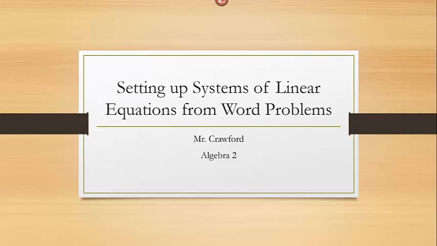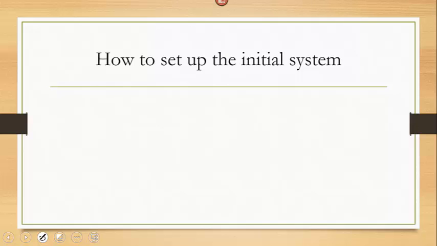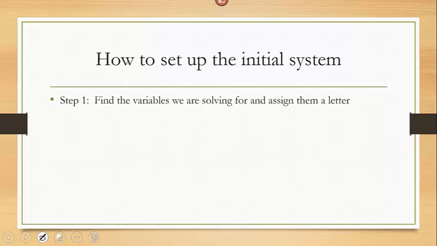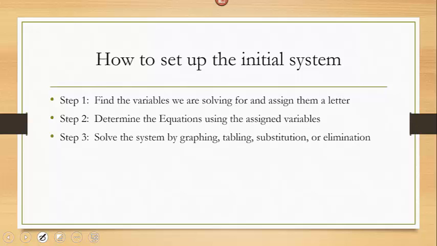Howdy. This video will focus on how to set up systems of linear equations from word problems and then solving those word problems. The steps to set up the initial system of equations are: step 1, find the variables we are solving for and then assign them a letter. Step 2, determine the equations using the assigned variables. And step 3, solve the system by graphing, tabling, substitution, or elimination.